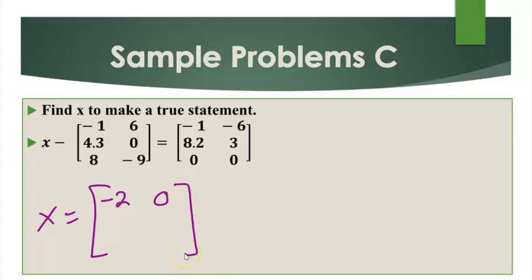What minus 4.3 gives you 8.2? So that means I would have to add 8.2 plus 4.3 gives you 12.5. So 12.5 minus 4.3 would give you 8.2. Something minus 0 gives you 3, so that would have to be 3. And then something minus 8 would give you 0, so that would be 8. And then something minus a negative 9 gives you 0, so that would have to be negative 9 minus a negative 9 would give you 0. So that would be our matrix.